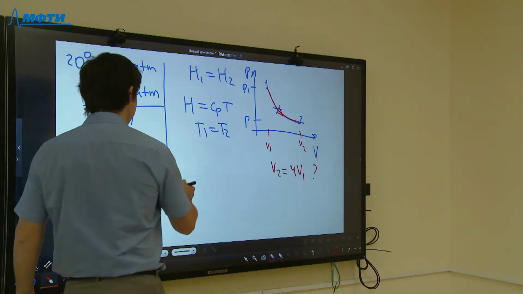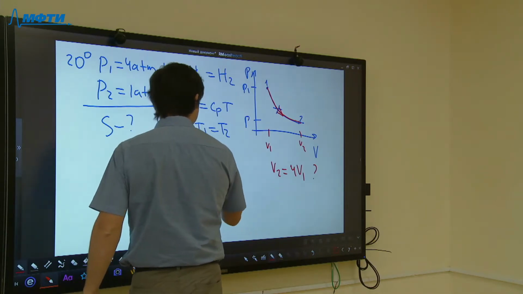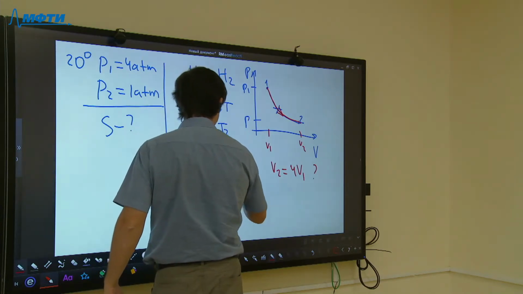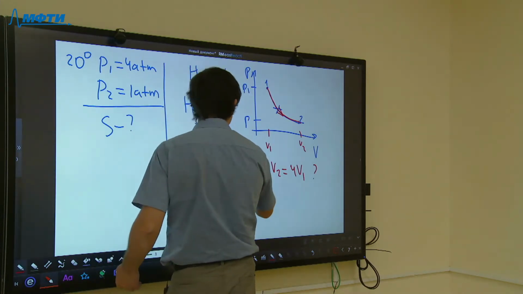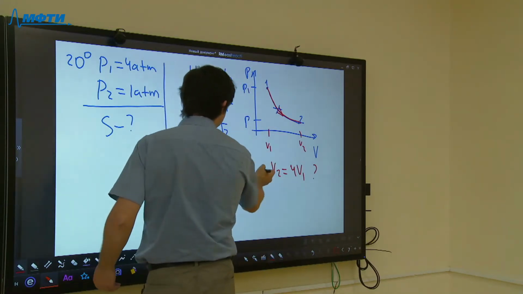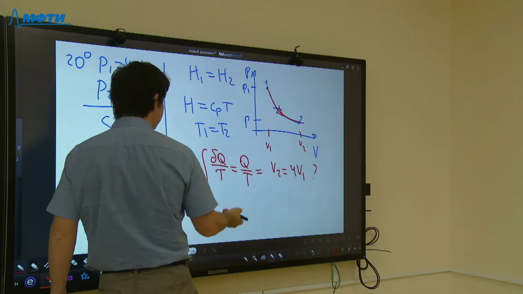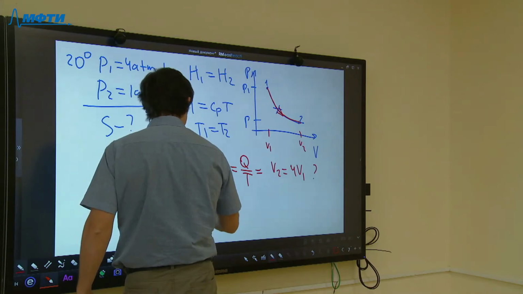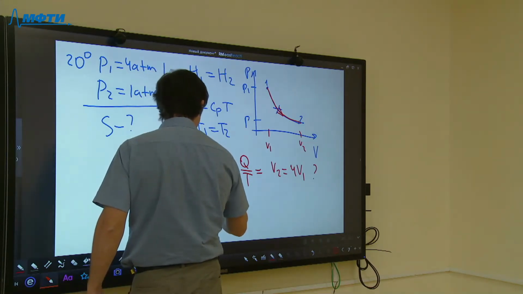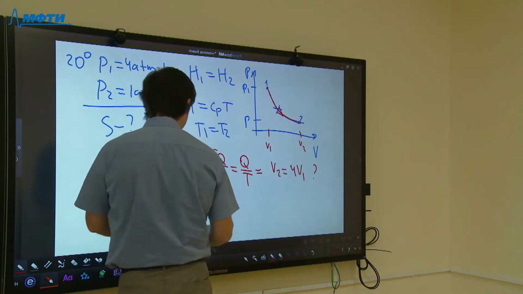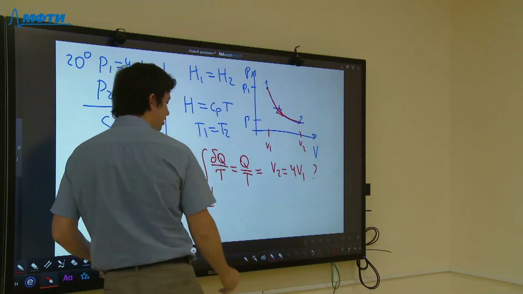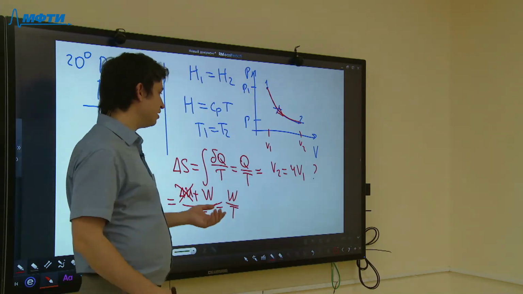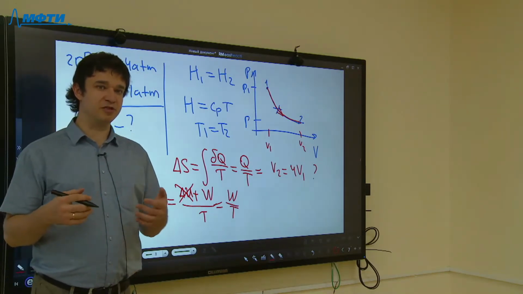Okay, so in order to calculate the entropy change, I need to, oh, well, that's an isothermal process. So I need to calculate the integral of delta Q over T. The process is isothermal, so I need just to calculate Q over T. And now I apply the first law of thermodynamics. So that gives me delta U plus work done divided by temperature, but in an isothermal process there is no change in the internal energy, so I need work divided by temperature.